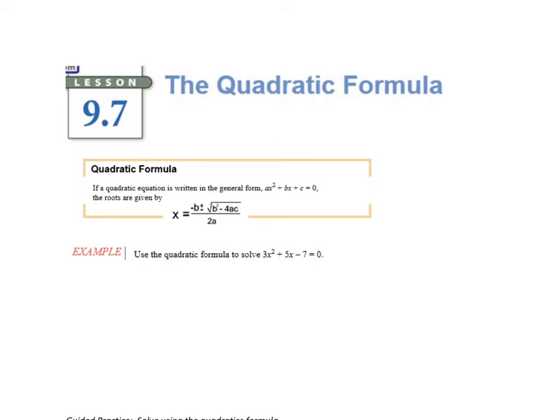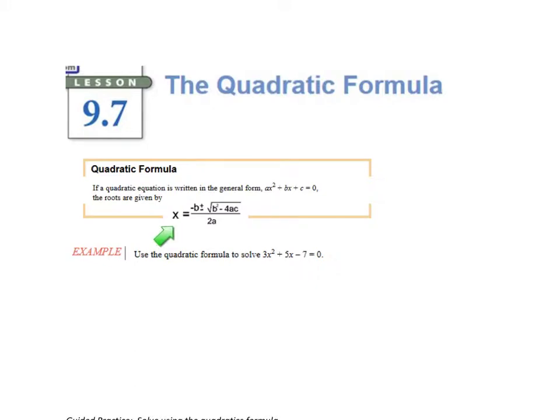The last method that we're going to look at for solving quadratic equations, and remember when we talk about solving a quadratic equation, that means we're solving for the zeros, or you could call them x-intercepts or roots. And we've looked at multiple ways so far about how to solve quadratic equations, and our last one is going to be using the quadratic formula.